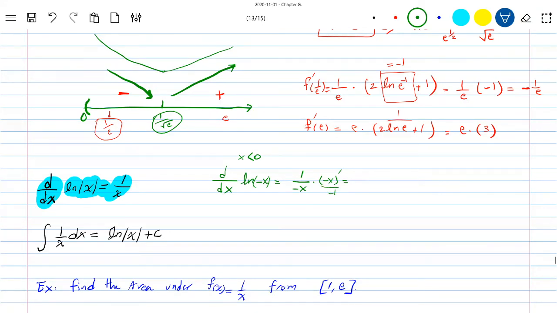Is negative 1. So this negative sign and that negative sign will cancel out and you still get 1 over x. So you can say, okay, the derivative of ln absolute value of x is still 1 over x. The only thing that is important is that x cannot be 0, because the derivative would not exist and the function has no value at that point. Without the absolute value, the domain is restricted to only positive numbers, but with the absolute value, you can put a negative number inside the ln. The absolute value will take care of it.